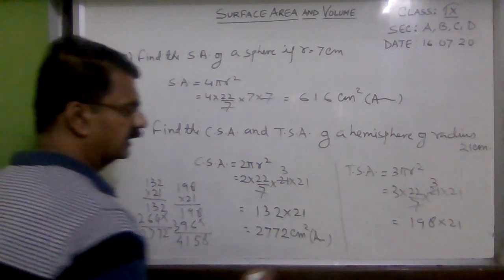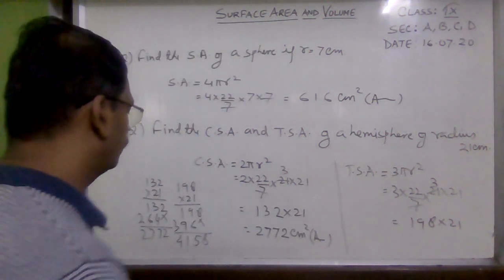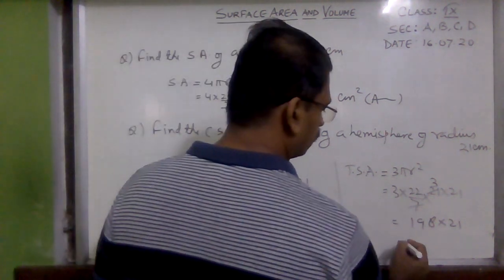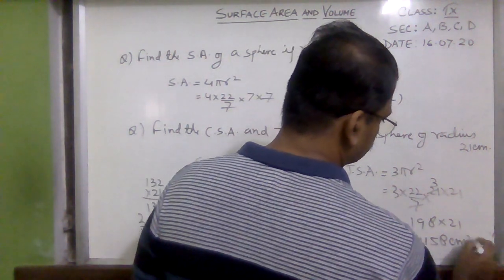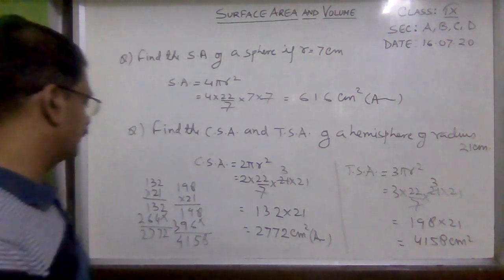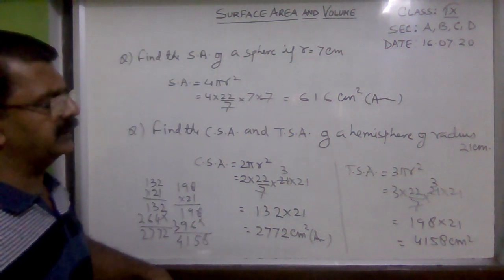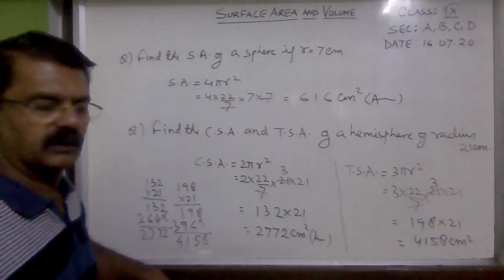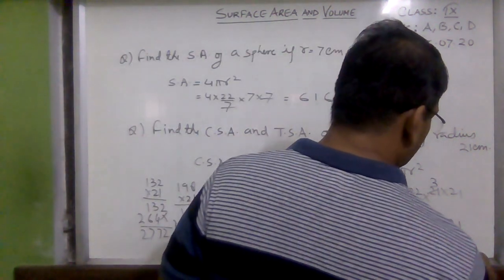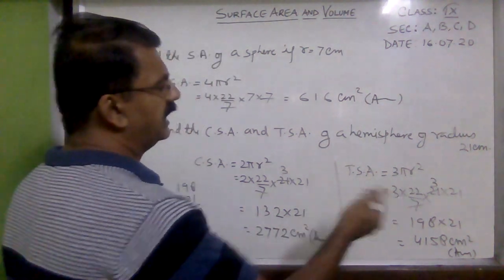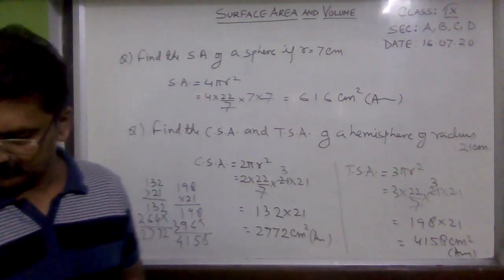4158. 4158 centimeter square. Clear? The total surface area will be 4158 centimeter square. Okay? So this is the answer for curved surface area and total surface area. Now the next one.